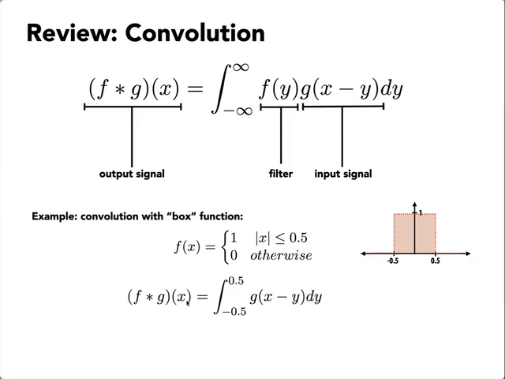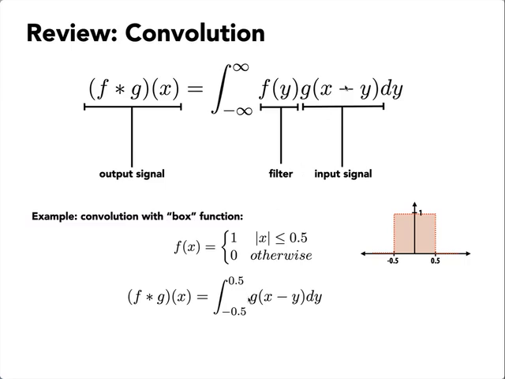For example, we could convolve with a box function where f of x, the filter, is 0 everywhere except being 1 near the origin, between negative 0.5 and 0.5. So a box function looks like this, right? So we could have f convolve with g, where g is some input 1D function.